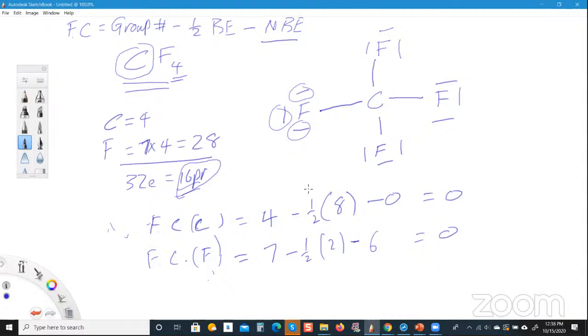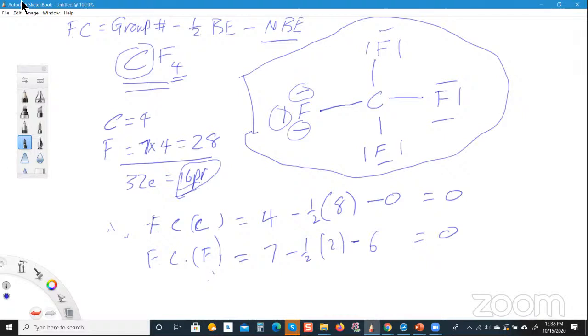So therefore, this would be the final structure that you're going to write down to represent this molecule, which is carbon tetrafluoride. All right? Okay, any questions about this example? Are there any questions? No, I don't think so.